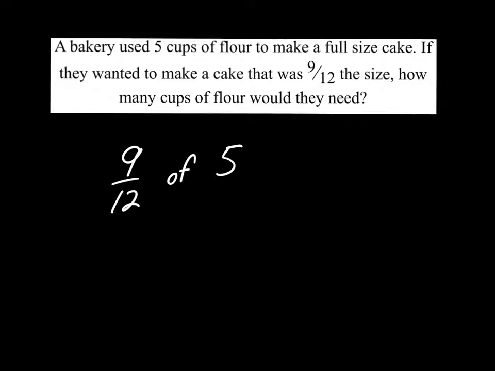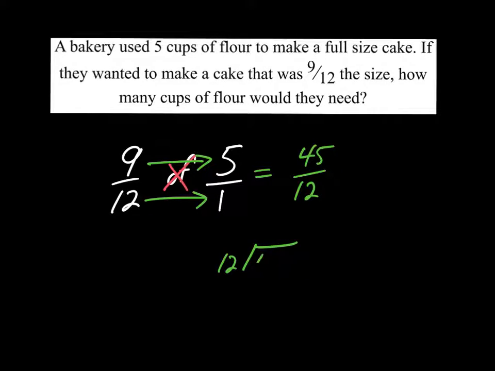As we discussed earlier, first thing first, of means times. We're going to rewrite 5 as 5 over 1. Now we are able to multiply straight across. We get 9 times 5 is 45 over 12. Now we have to convert to a mixed. We get 45 over 12, and it goes in 3 times with a remainder of 9.